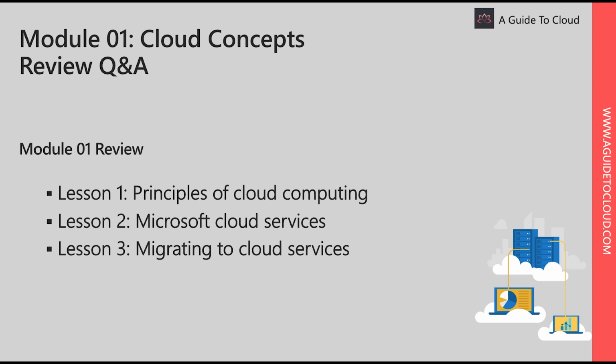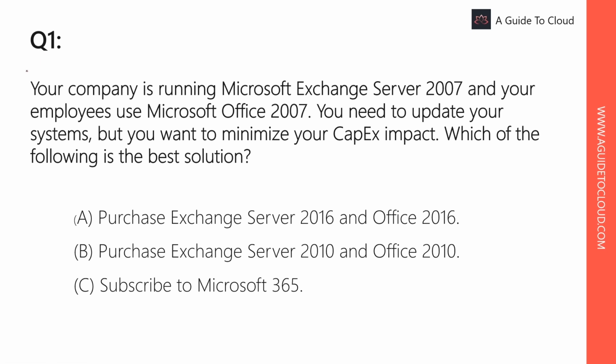So in this section, we are going to see questions from module 1. All right. So the first question is, your company is running Microsoft Exchange Server 2007 and your employees use Office 2007. You need to upgrade your systems, but you want to minimize your CapEx impact. Which of the following is the best solution?